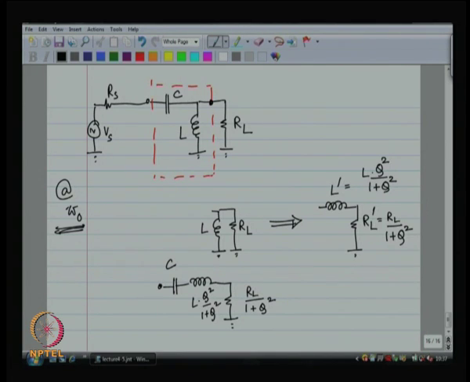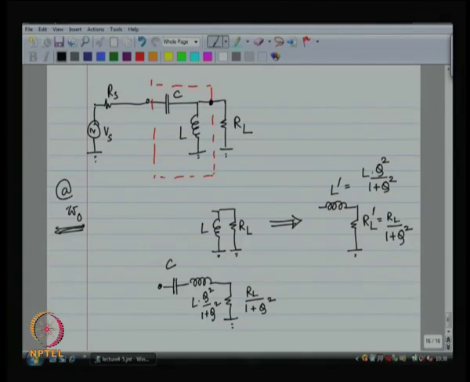Now, at omega naught, if I place a capacitor such that at omega naught this capacitor resonates with the series inductor, then the series combination of the capacitor and the inductor becomes an impedance of 0 ohms at omega naught, which means that what I see as my load is R L by 1 plus Q squared.